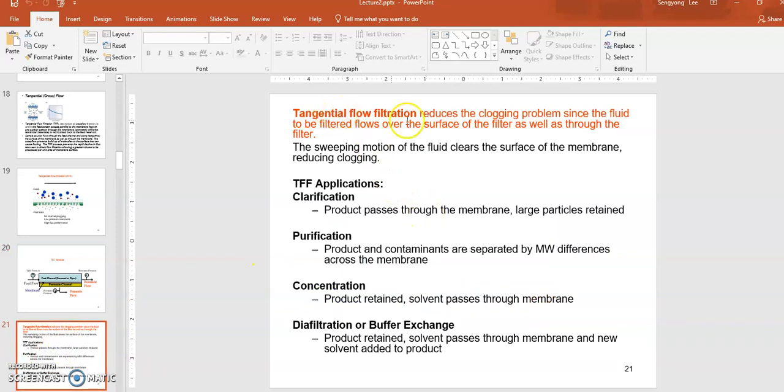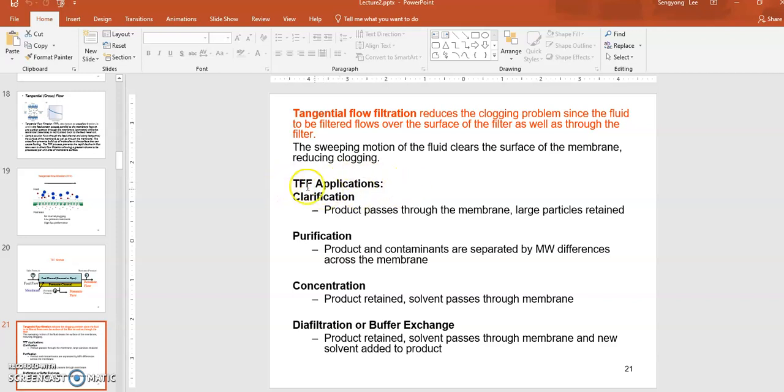So tangential flow filtration reduces the clogging problem, since the fluid is filtered over the surface of the filter as well as through the filter. The main flow will sweep away any dead-end clogging or filter cake that's sitting on the filter surface. So it's going to continue filtration for a long time.